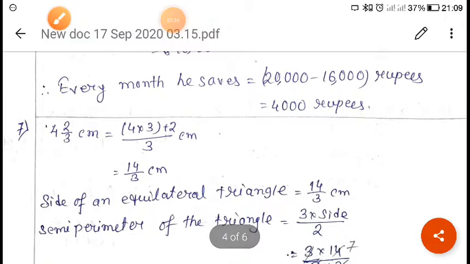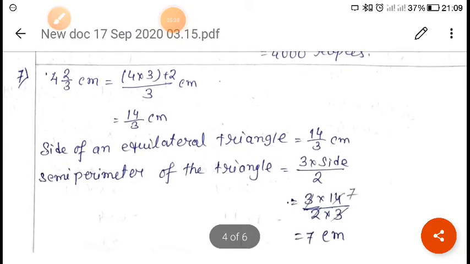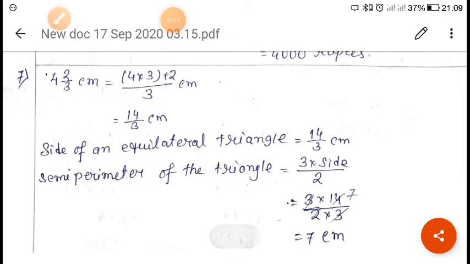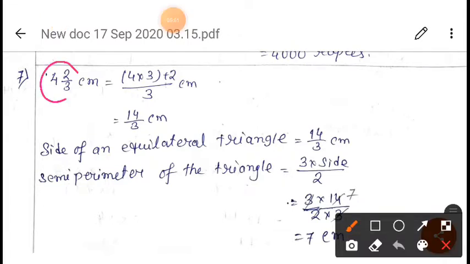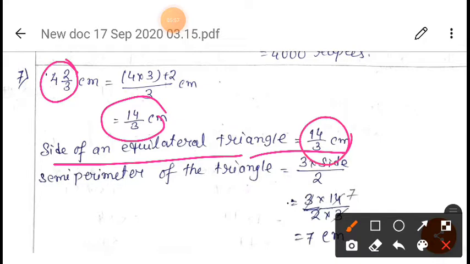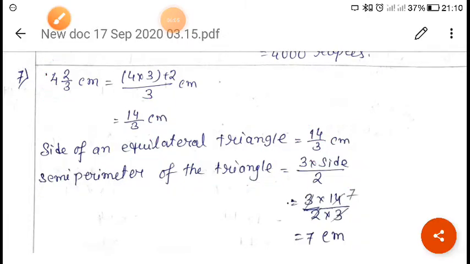Next is question number 7. The side of an equilateral triangle measures 4 2 by 3 centimeters. Find the semi perimeter of the triangle. So first of all, you solve this one. 4 2 by 3 will be 14 by 3 centimeters. So we know that the side of an equilateral triangle is 14 by 3 centimeters. We have to find out the semi perimeter of the triangle. It will be 3 into side divided by 2. So as you can see, this is a formula.